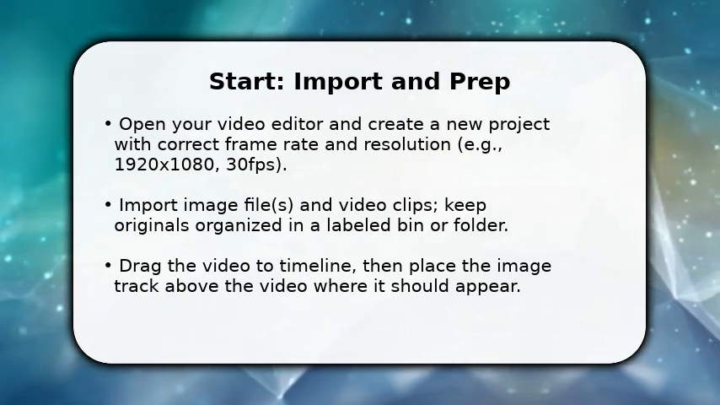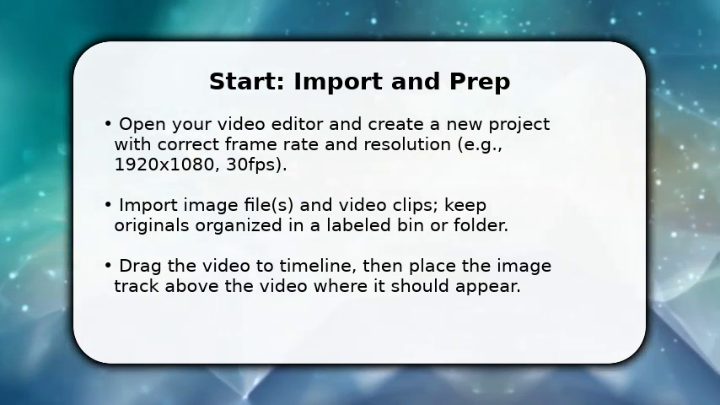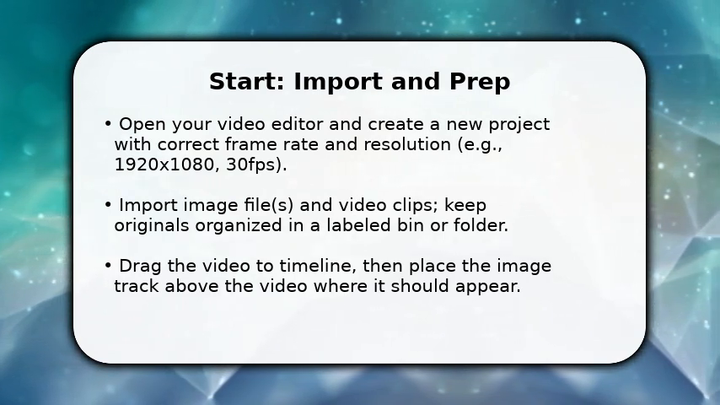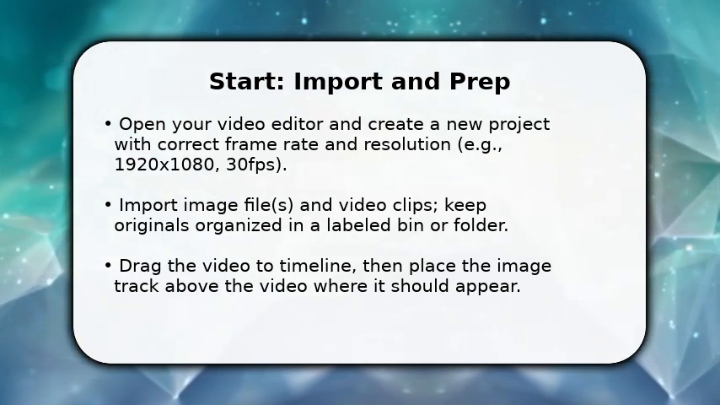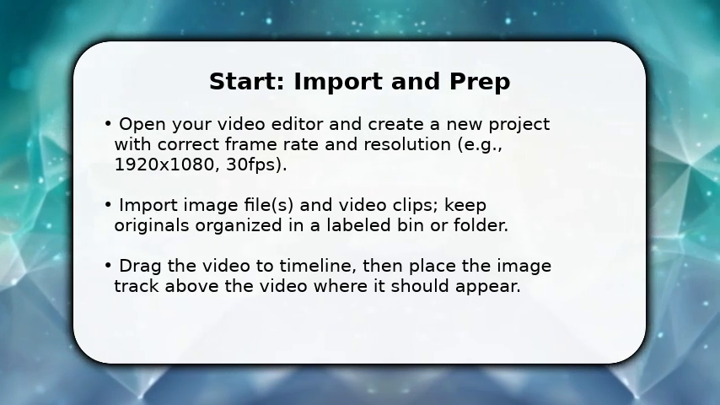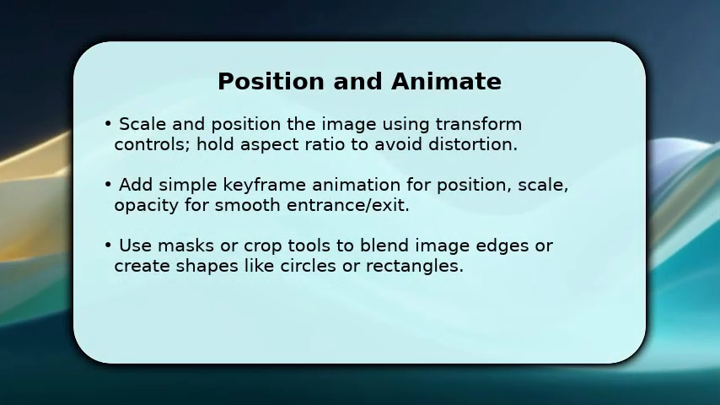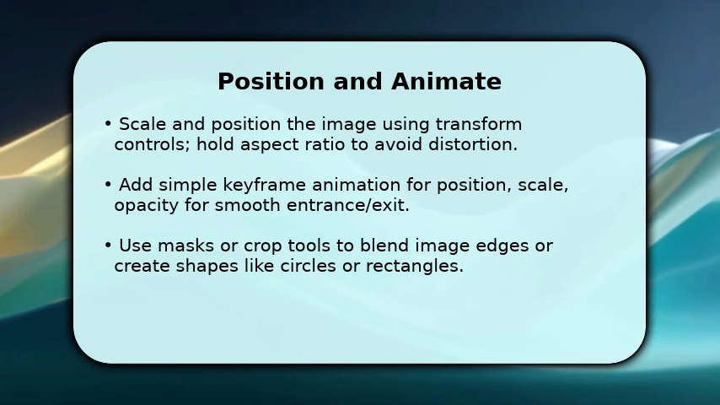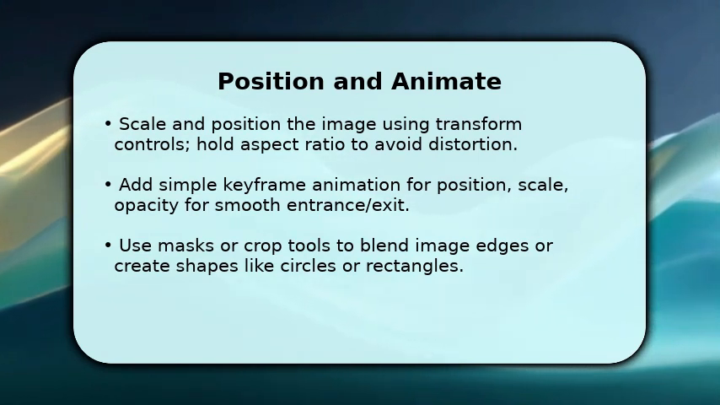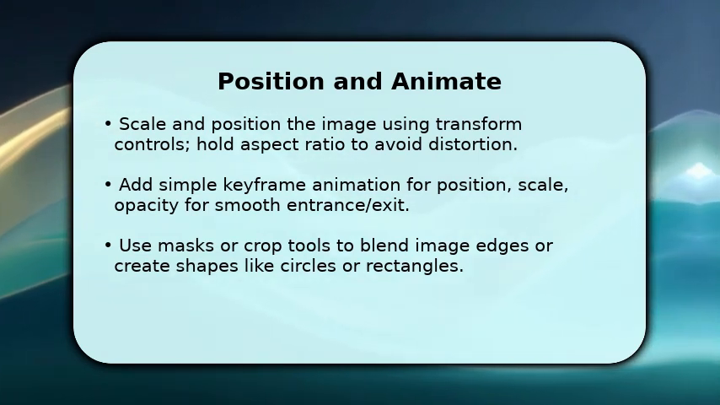Drag the video onto the timeline and immediately place the image on a layer above the clip at the point you want it to appear. This lets you see composition and start sizing the image right away. Once the picture is on the timeline, use the transform controls to scale and place it. Keep aspect ratio locked so it doesn't stretch.